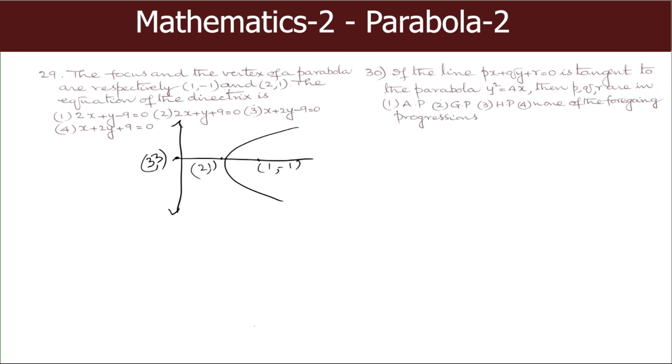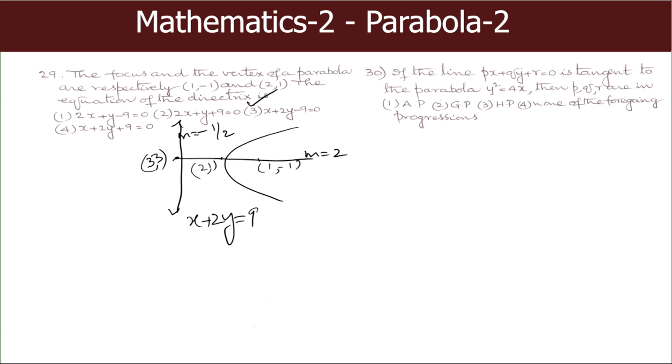Okay. So, that is the point, and the directrix is perpendicular to the axis. What is the axis? The axis is the line joining (2, 1) and (1, -1). The slope of the line joining (2, 1) and (1, -1) is 2 by 1, that is 2. Therefore, the slope of the axis is 2, so the slope of the directrix is minus half. So, what is the equation of the directrix? Line with slope minus half: x plus 2y equals a constant k. And because this directrix passes through (3, 3), this is equal to 9. So, therefore, the equation of the directrix is x plus 2y equal to 9, that is the third option.